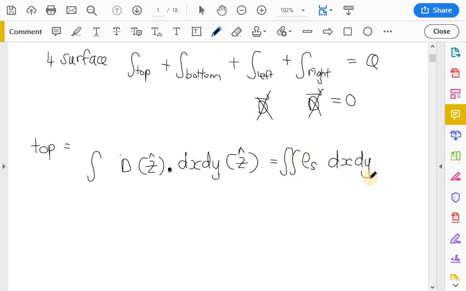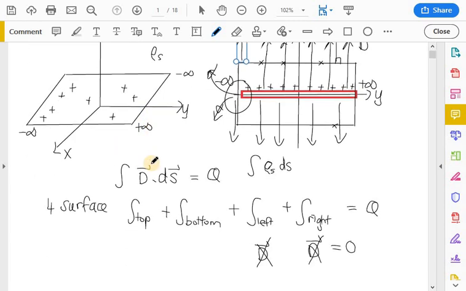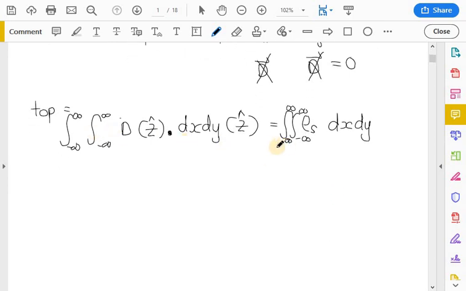So you need to define the interval for your dx dy. This is your x, this is your y. Because it is an infinite plane, the size will be infinity, right? So you go from negative infinity to positive infinity. Infinity, infinity. Same thing here also, infinity, infinity. So we expand the integration.